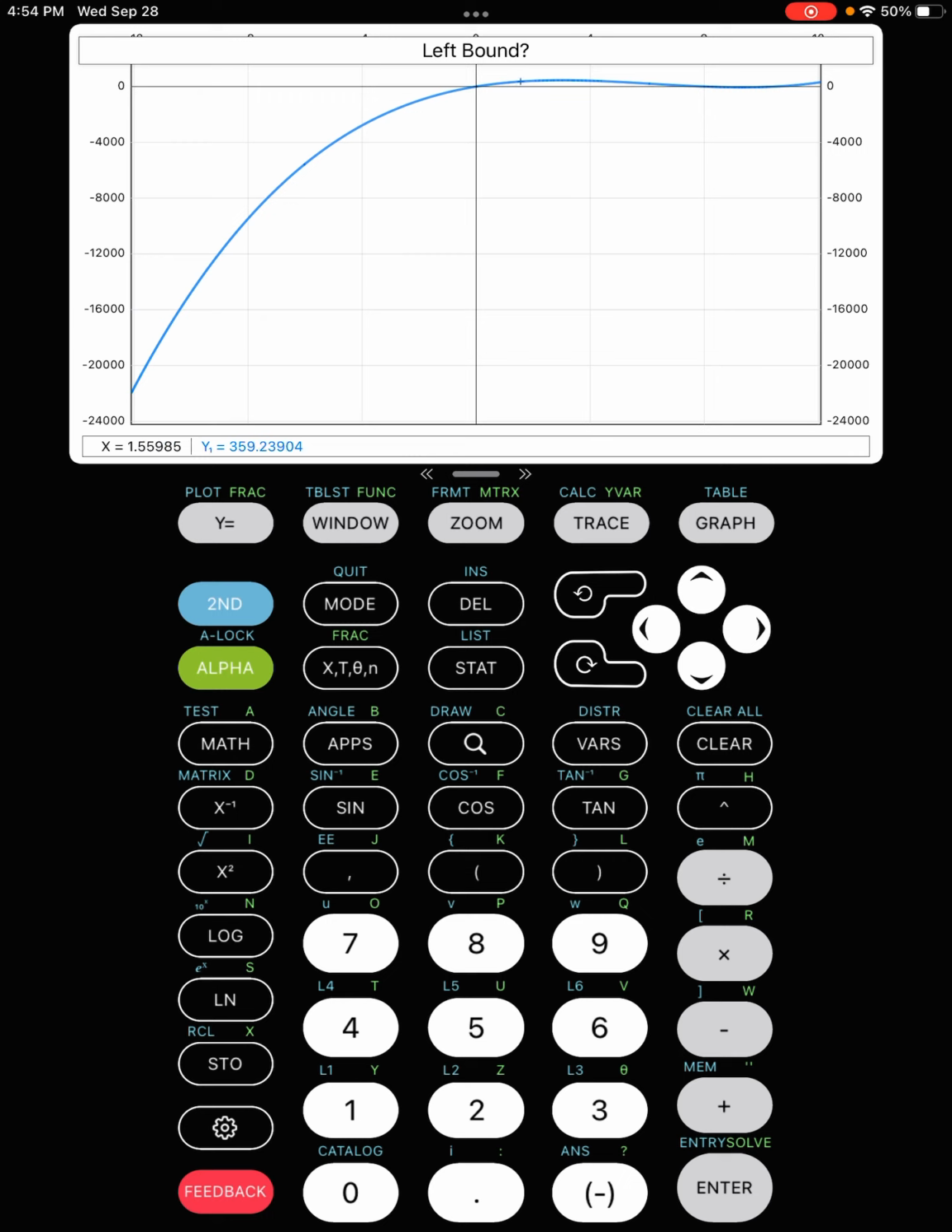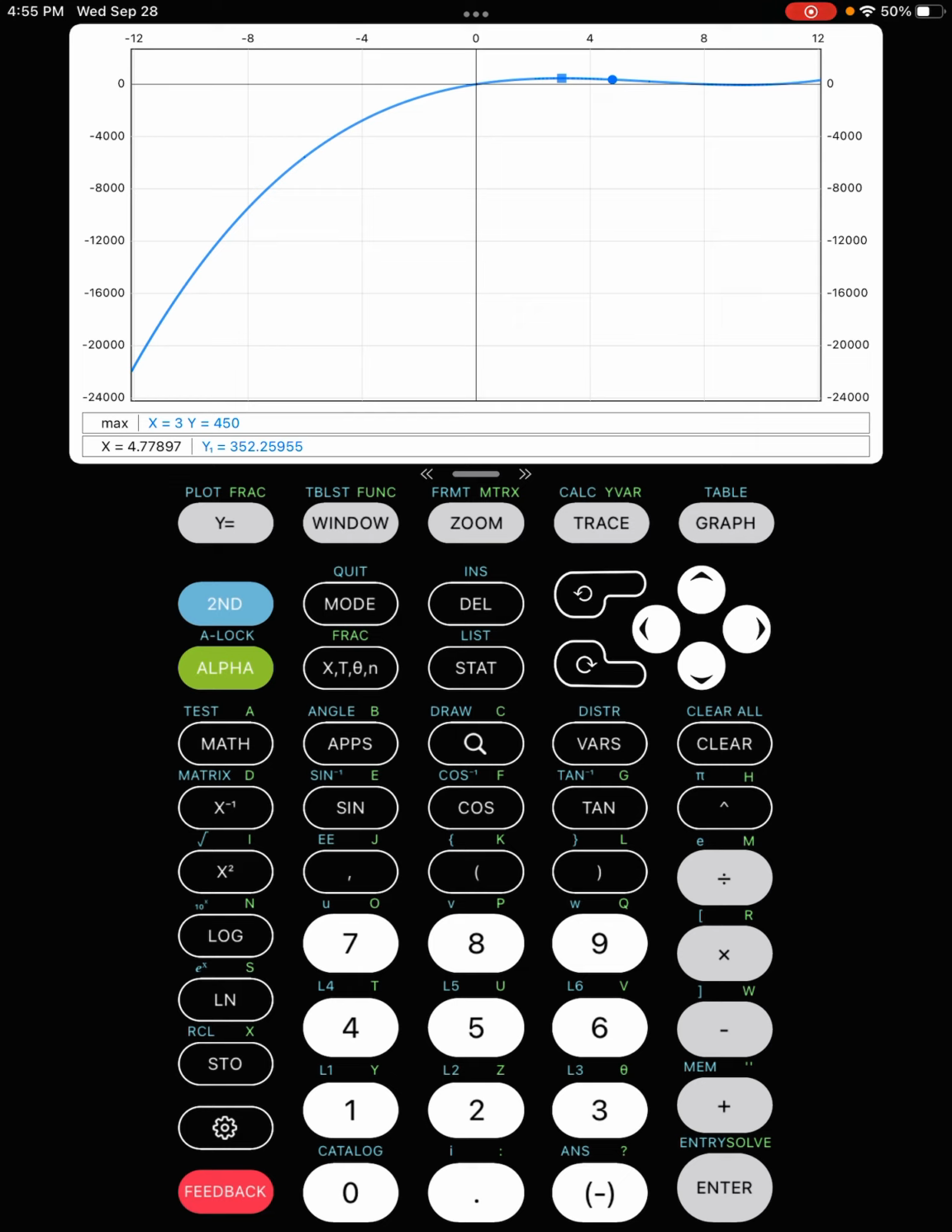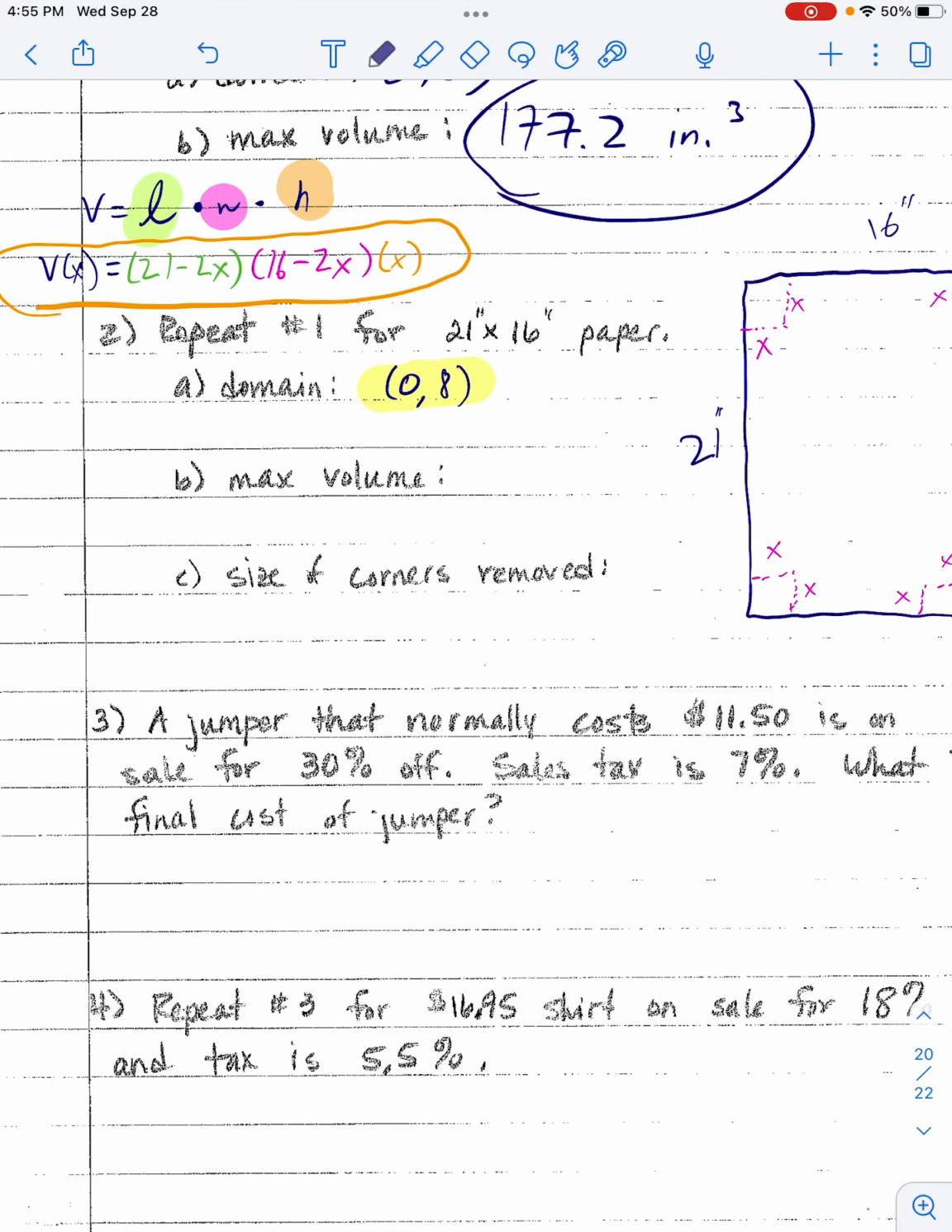You see this little thing I'm moving around here? We're going to put our left bound to the left of our peak. Hit enter, and it gives us a right bound line. We drag that to the right of our peak, over here. Hit enter, and then it gives us the y value in blue. I'm looking at the bottom left corner of the screen: y1 equals 352.26.